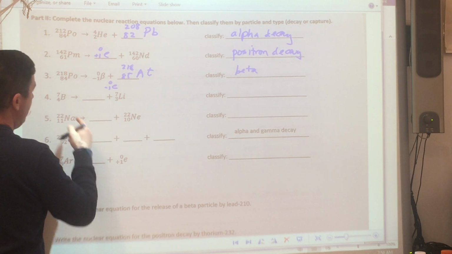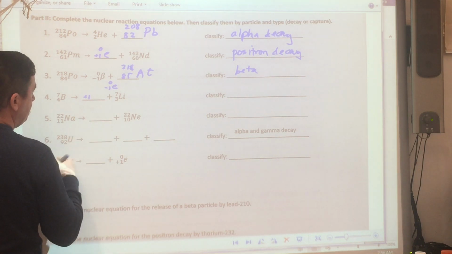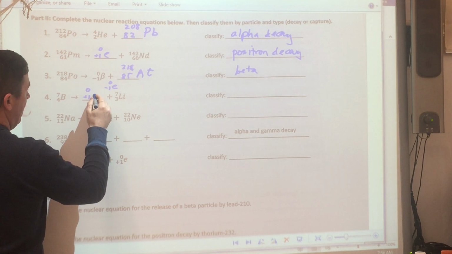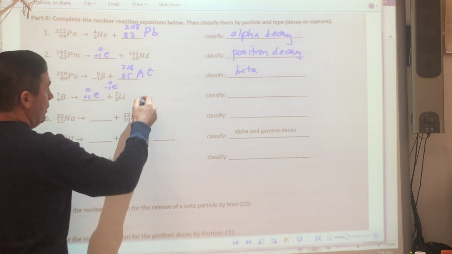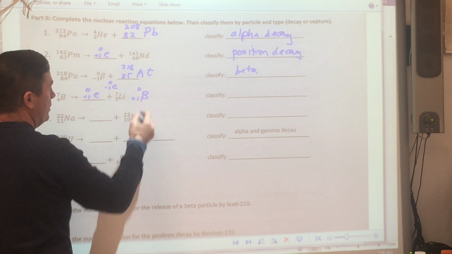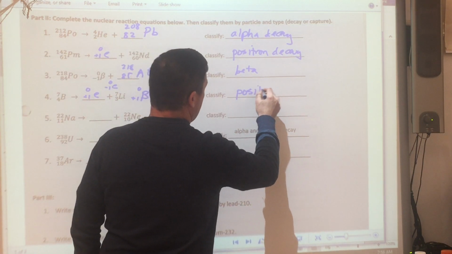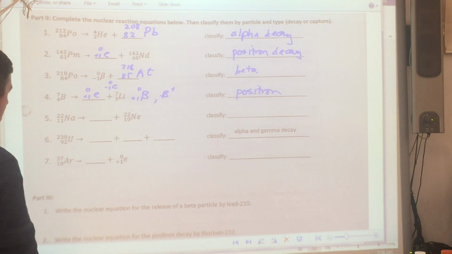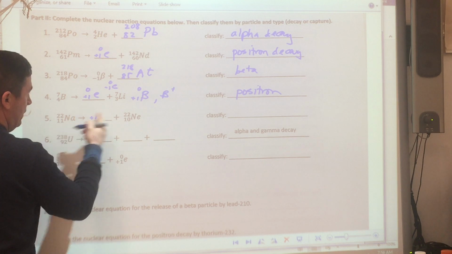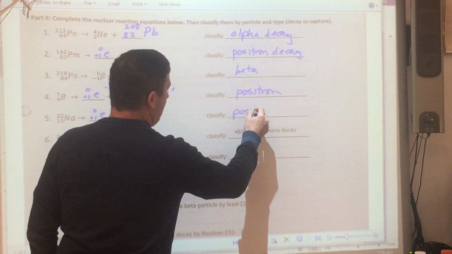Boron getting converted into lithium. Okay, so I've got to add 1 here, so that's a +1. And this does not change. So hopefully you recognize that that is a positron. We could also see it written like this, a positron, 0, +1, or like this. Okay, sodium into neon. Well, this has got to be a +1, right? And this does not change. So we've got the same thing. It's a positron.